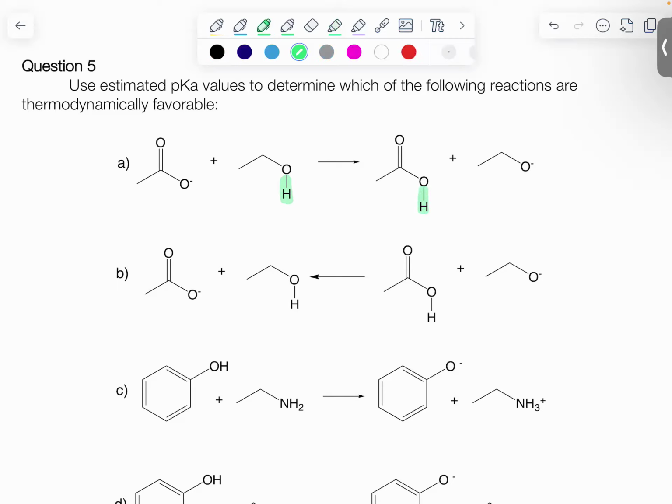What are their pKa's? What is the pKa of an alcohol? 16. What is the pKa of a carboxylic acid? 4.8. So which direction would this go? The opposite of what is drawn. So it would go this way. Which, hey, would you look at that? Is the option for the next one.